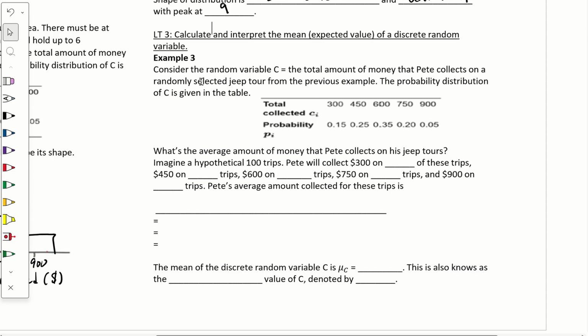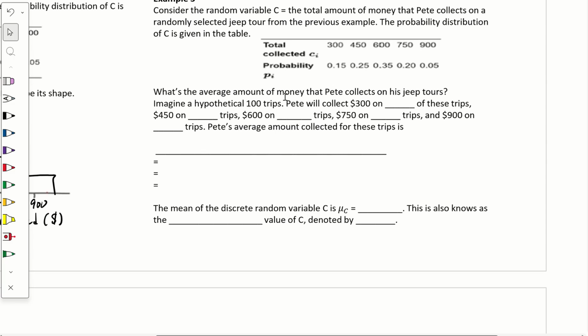All right, so consider the random variable C, which is what we talked about before with Pete's Jeeps, right? Now, what's the average amount of money that Pete collects on these tours? And so what we want to do is imagine that we have, for example, 100 trips. If he had 100 trips, Pete would collect $300 on, well, it's 0.15, right? So 0.15 times 100, that'll be 15 trips, right? So on 15 of these trips, he would collect $300.